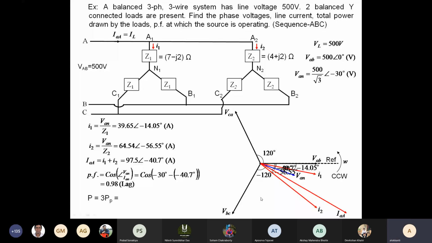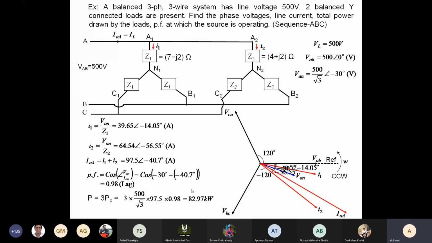So the formula is what? 3 into per phase. Per phase means this is the per phase voltage, VAN, that is 500 by root 3, into the per phase current, that is 97.5, so this IA, and into the 0.98. This will give you the total power consumed by these two loads. Here we have two loads, 1 and 2.